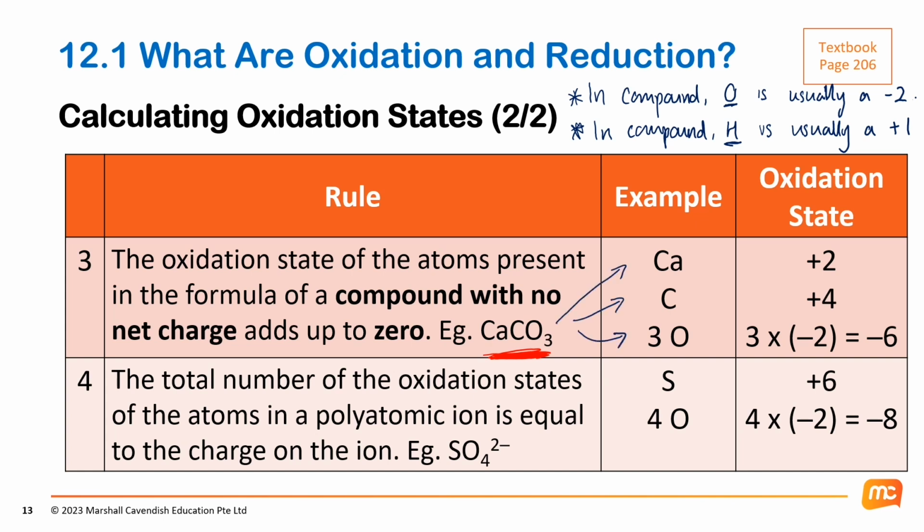Now, what I said just now, if oxygen in a compound is usually a -2, that would mean that there's 3 of them, therefore in total the oxidation state that comes out from there is -6. Right, so if you look at this last row over here, this will be 3 times the -2 and you have -6. Right, that's how we go about it.